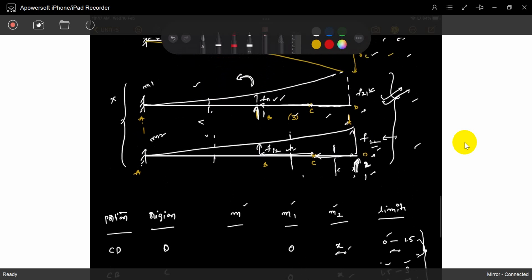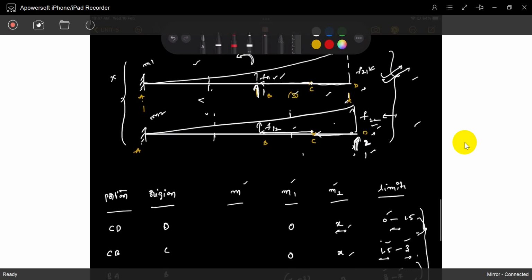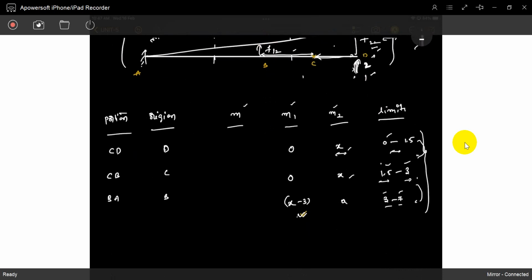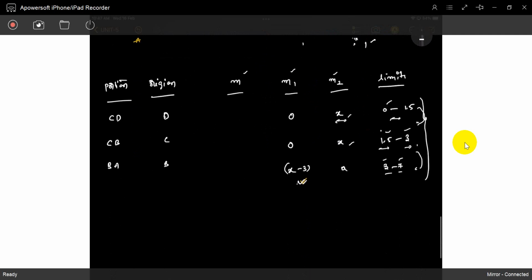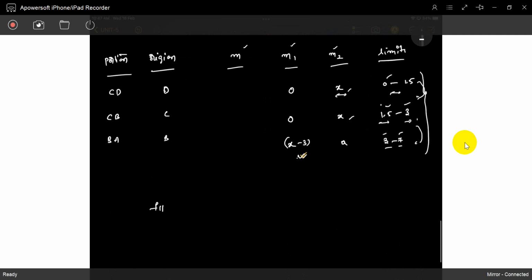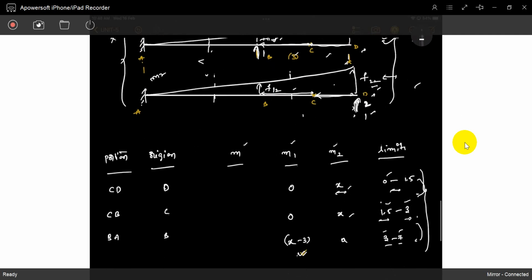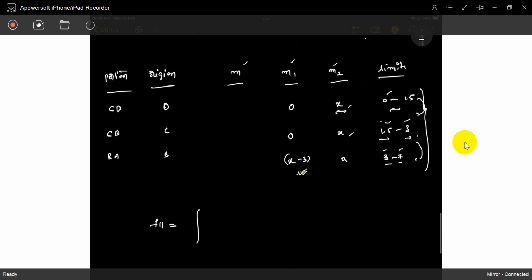So those parts, you write it. Now you can see. Once you got these values, bending moment values, if you want F11, F11 means what? This is the F11. If you want F11, what is the idea? How to get it? M of F11, you will get it.